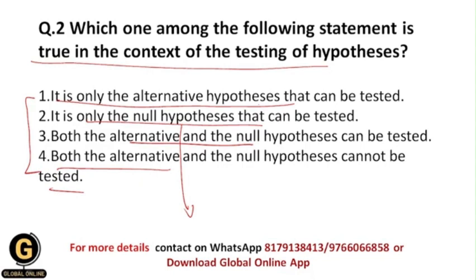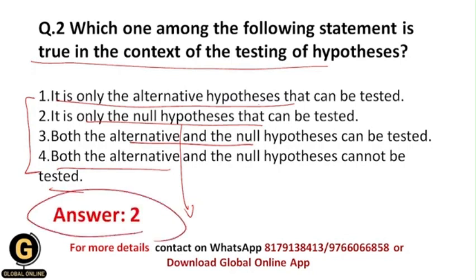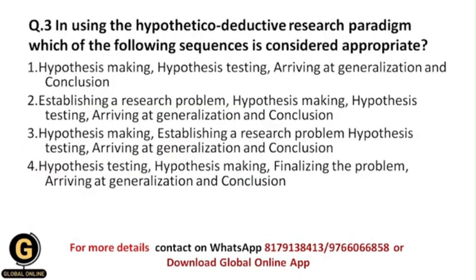And whenever we get the results and we should accept the null hypothesis, in that situation we accept it. And whenever we reject the null hypothesis, in that situation we automatically accept the alternative hypothesis. And that's why your correct answer should be 2, that is, it is only the null hypothesis that can be tested. Okay, next is, in using the hypothetico-deductive research paradigm, which of the following sequences is considered appropriate?